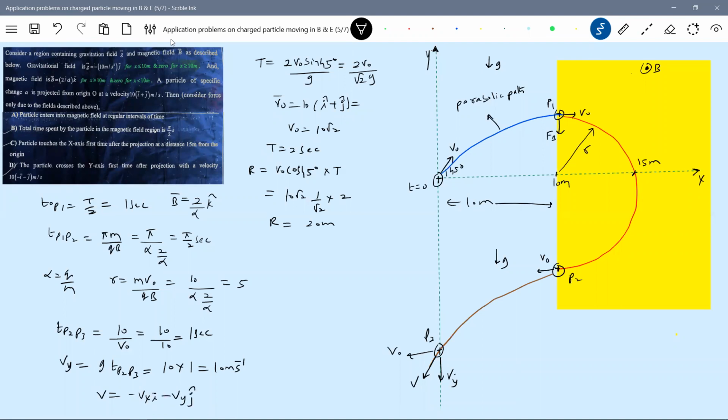Oh, the problem is very beautifully framed. Nice problem. Yeah. Okay, options B, C, D will come.